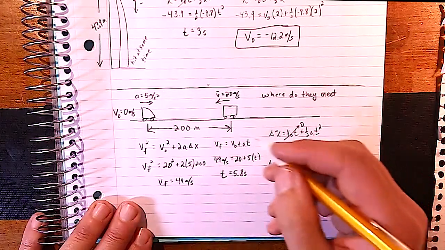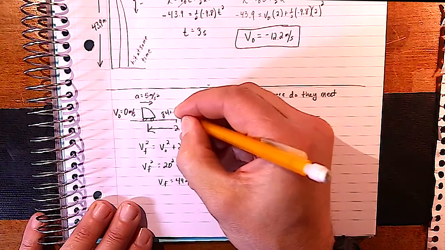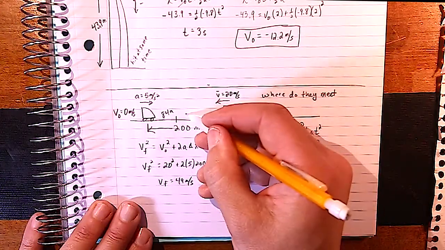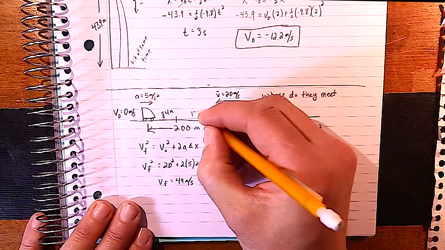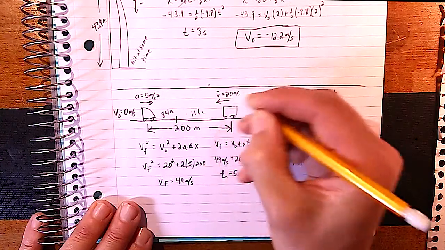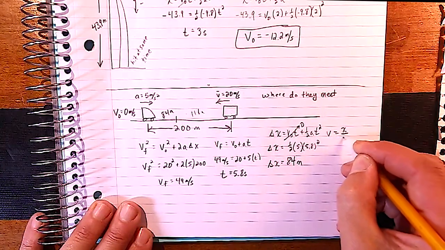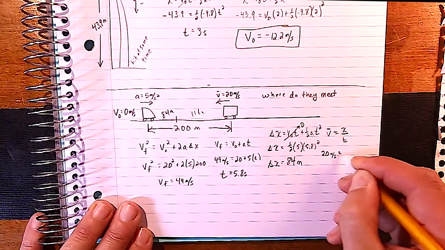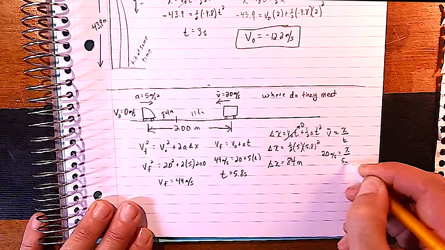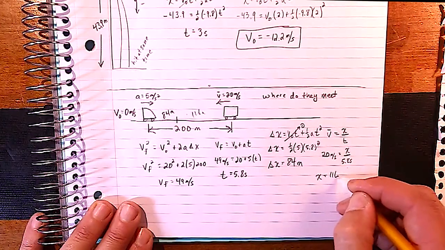But just to check the math on this, so it goes 84 meters. How far must this car go? Well, to add up to 200, that would have to be 116 meters. But let's check our math. If we do v equals x over t, we can say it's moving 20 meters per second for 5.8 seconds, and 20 times 5.8 is 116 meters.